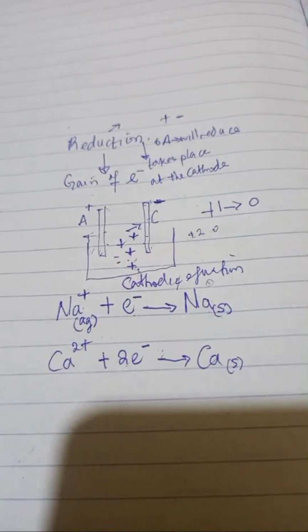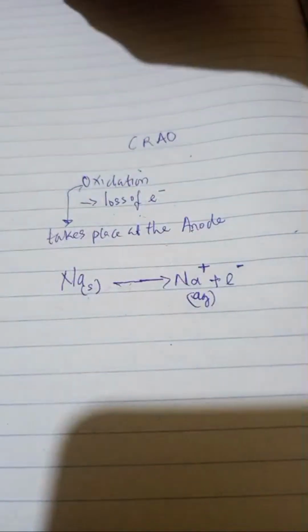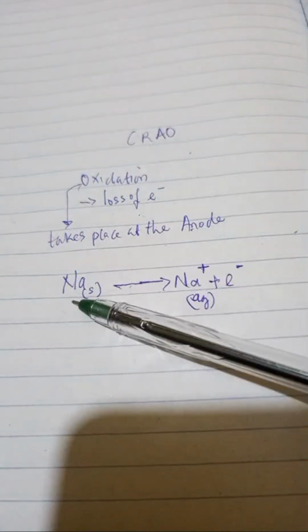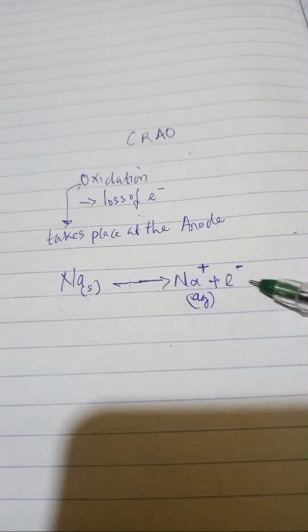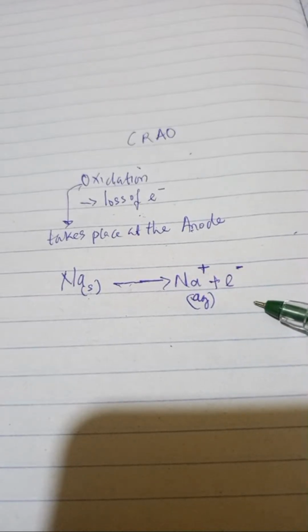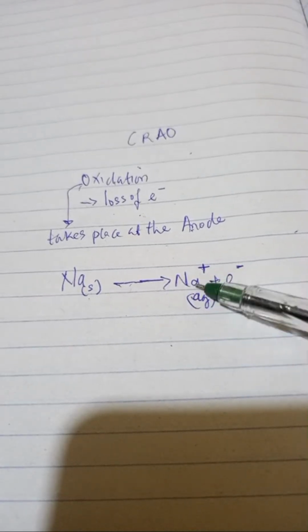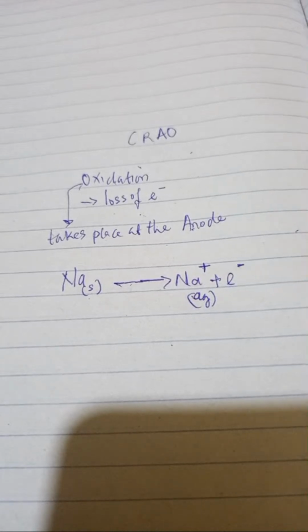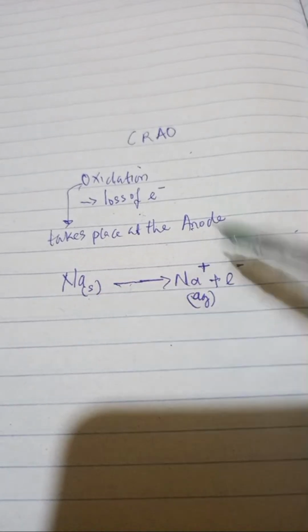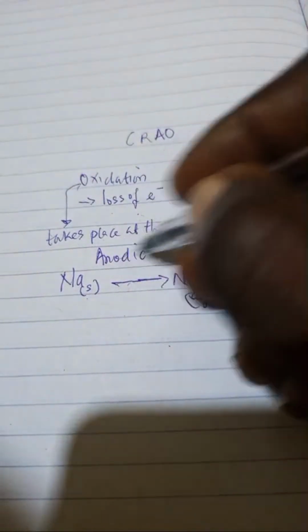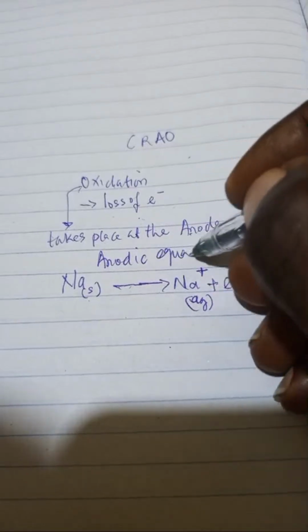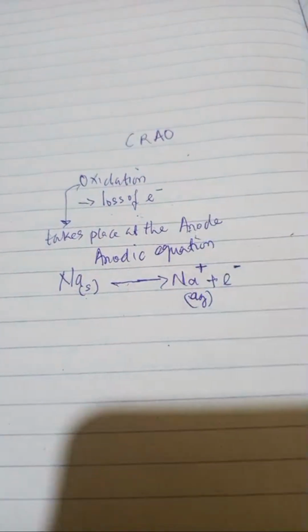But in oxidation, you can see it and you want it to disappear, to become aqueous. So you let it lose 1 electron. Once sodium loses 1 electron, it now becomes Na plus. So it disappears. You cannot see it again. This reaction will take place at the anode, so you call it anodic reaction. You can say this is the anodic equation or anodic reaction.